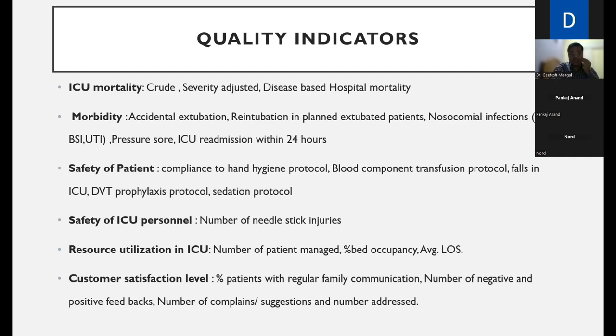These are compliance indicators. Then safety of ICU personnel, very important. Number of needle stick injuries is an example of that. And resource utilization and customer satisfaction level, which are more of administrative and managerial indicators.